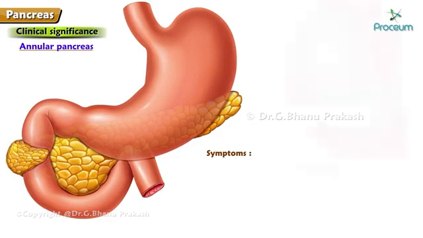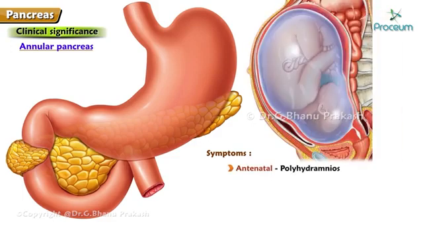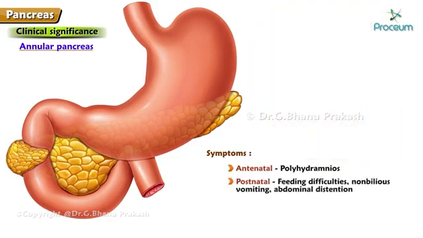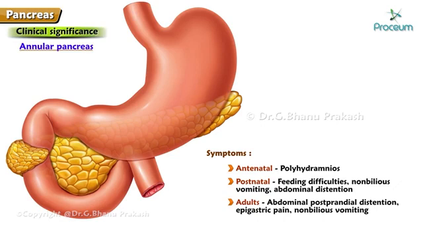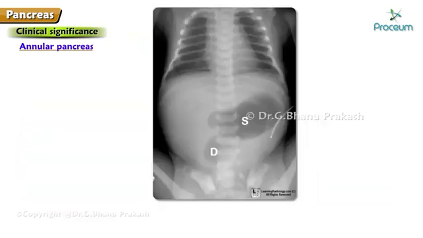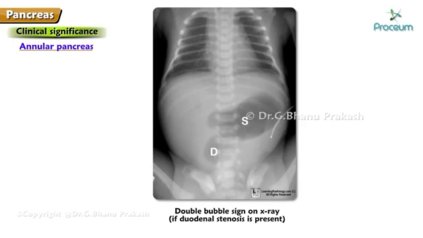Symptoms: antenatal polyhydramnios, postnatal feeding difficulties, non-bilious vomiting, abdominal distension. Adults: abdominal postprandial distension, epigastric pain, non-bilious vomiting. Imaging findings: double bubble sign on X-ray if duodenal stenosis is present.